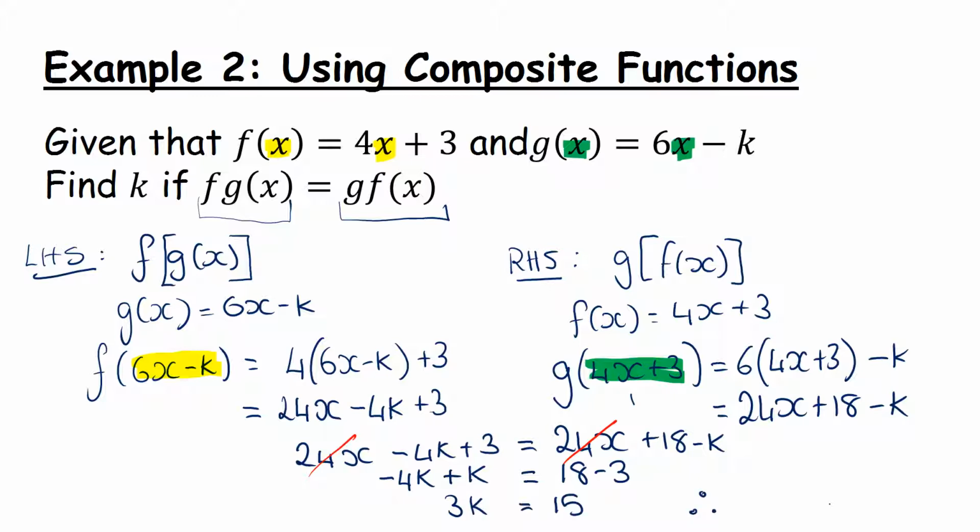Therefore, k equals 5. So to get that last part, we're dividing both sides by 3. So this is an example of how we can use composite functions to find missing elements of a function rule. So in this case, it was the constant.